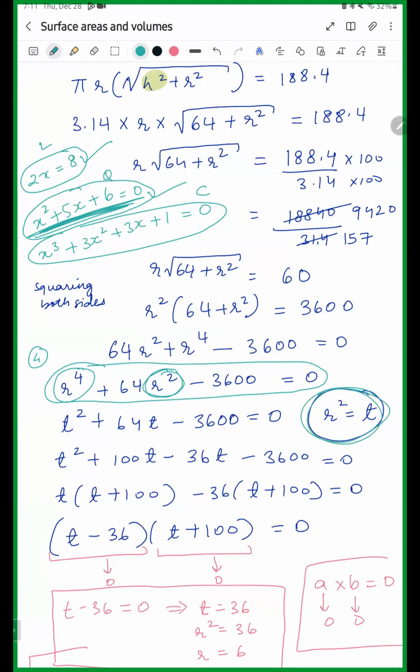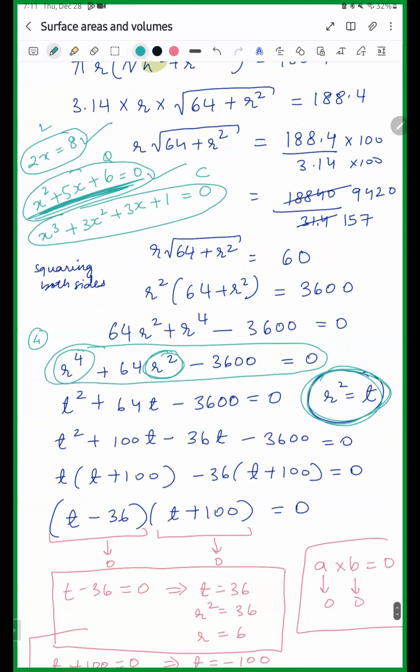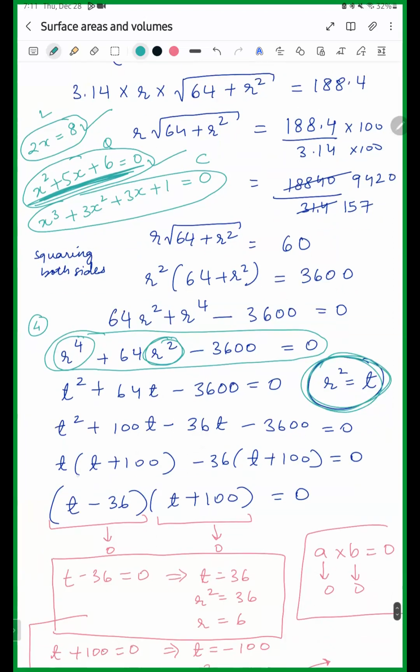You don't even need to write r square equals t. You can very easily just write it as, over here you can replace all of these. I'm doing it temporarily. You can just keep writing r square, and then this thing, r to the power 4. Here it will become r square, r square, r square, r square.